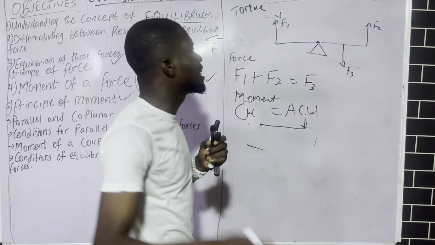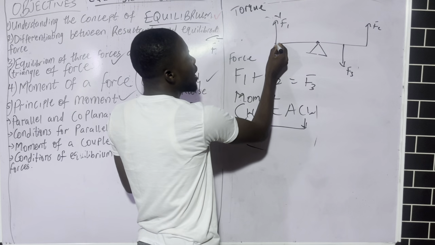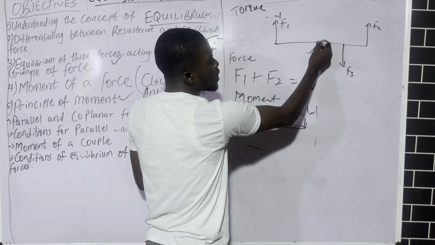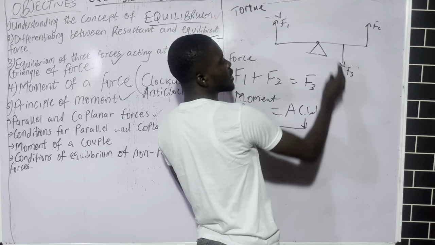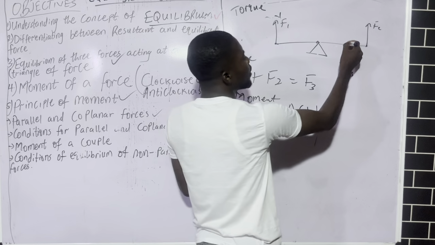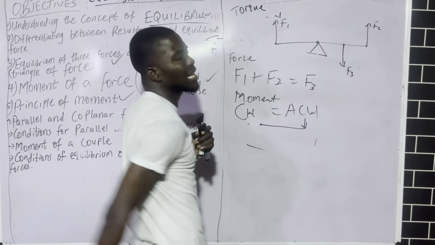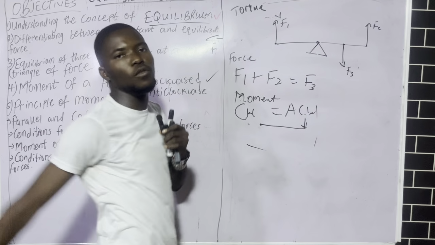So if I want to get the distance of F1, I will measure where it is applied to the point where it's exerting its effect. If I want to do it for F2, I'll measure where the force is applied to the point where it's exerting its effect. If I want to get it for F3, I'll measure where the force is applied to where it's exerting its effect. These are the distances of the force.